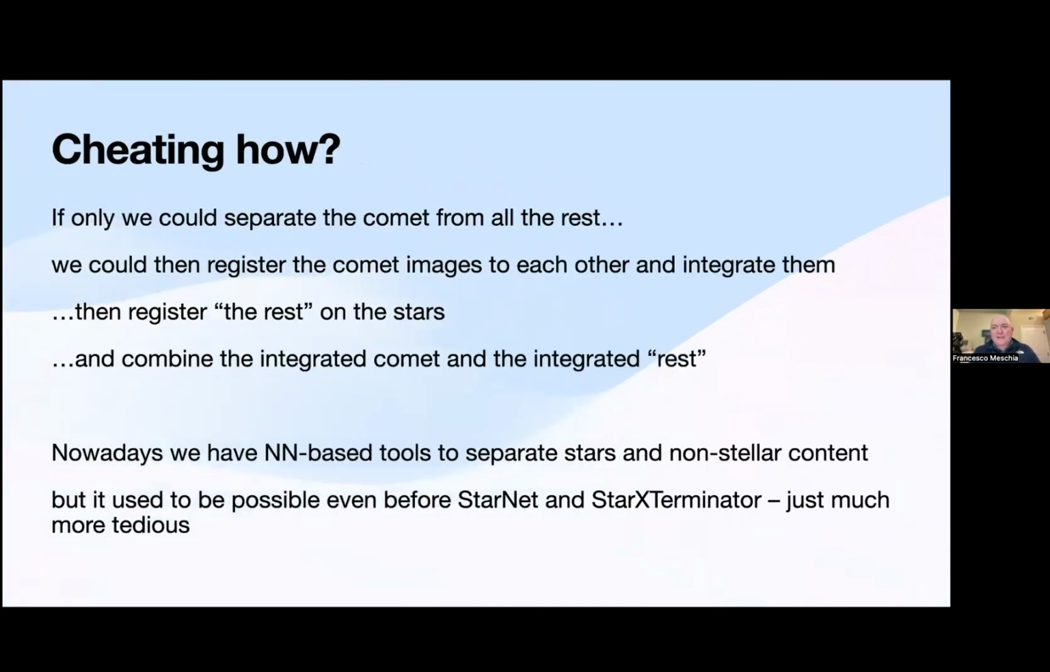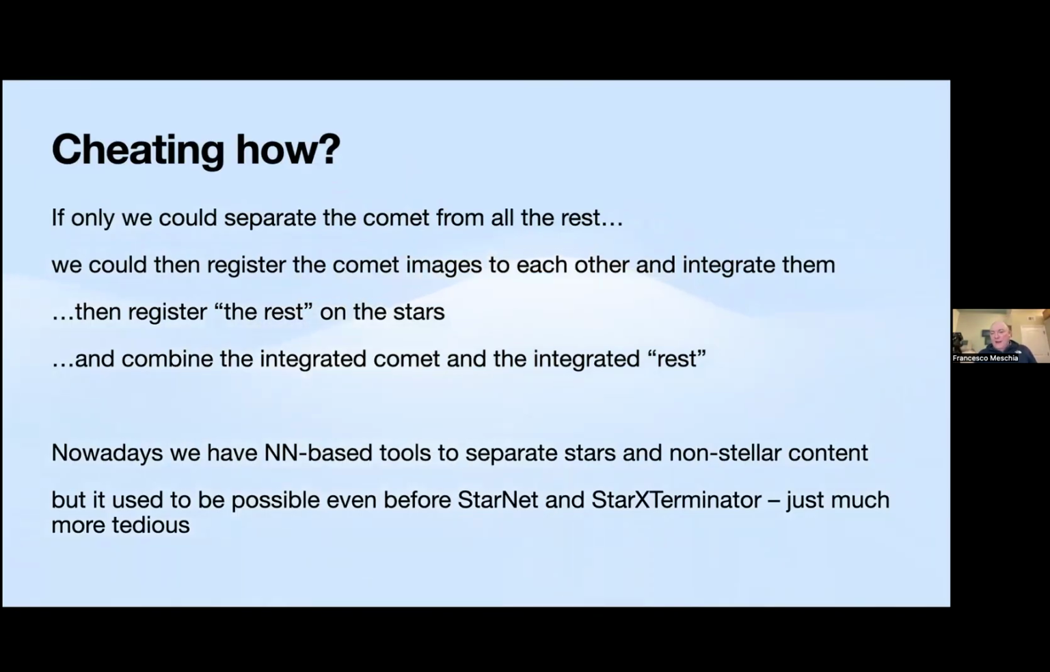So we need a way to separate the comet from everything else. If we have a way to do this, then we can have a series of images, and we can register the images using the comet nucleus as the registration point. And then you integrate them, so you bring out the dim part of the tail. Then in parallel, you register the rest. So your star field without the comet, you register it on the stars, combine the integrated comet with the integrated rest, and you obtain the picture that we saw in the previous slides.